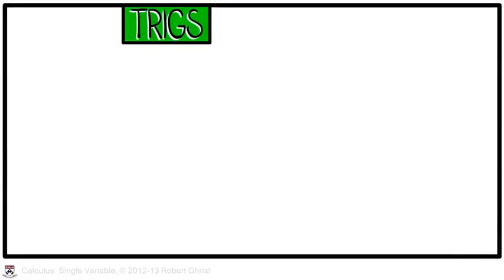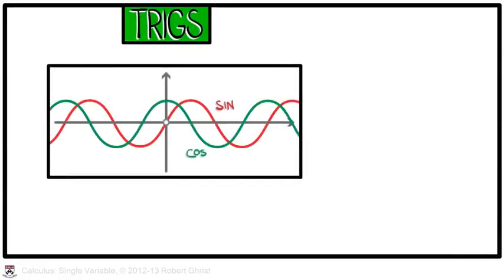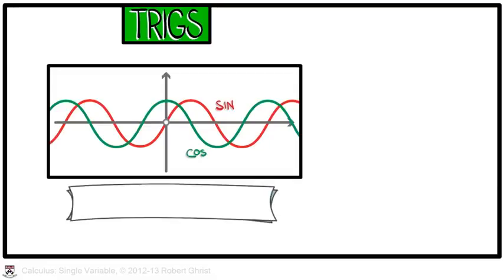Trigonometric functions are extremely common and important. You should already know a bit about sine and cosine. Let's review perhaps the most important of the trigonometric identities. That is, cosine squared plus sine squared equals 1.